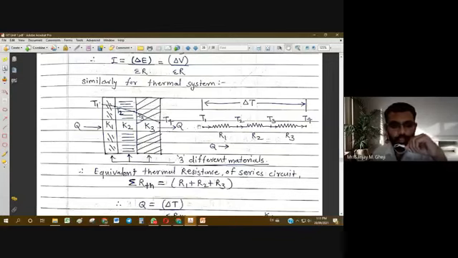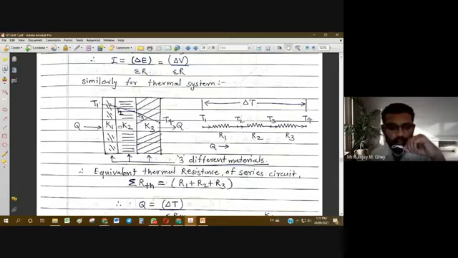So temperature difference delta T will be T1 minus T4, and due to this temperature difference, there is a heat flow across this in a sequence. So heat flow is passing through a series combination of K1, K2, and K3. So a thermal circuit can be set up like this.